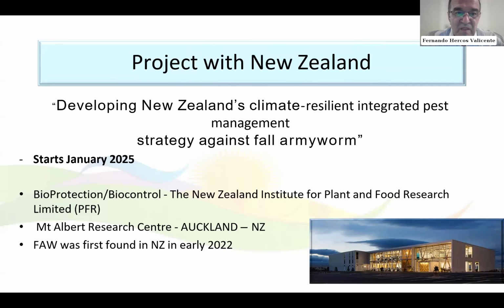Next, please. We have a project with New Zealand. The name of the project is Developing New Zealand's Climate Resilient Integrated Pest Management Strategy Against Fall Armyworm. It's going to start in January 25, and it's a bioprotection, biocontrol project with the New Zealand Institute for Plant and Food Research Limited. They got in touch, we started talking, and we approved this project. We are going to New Zealand next March, and they are coming to visit us also in March.